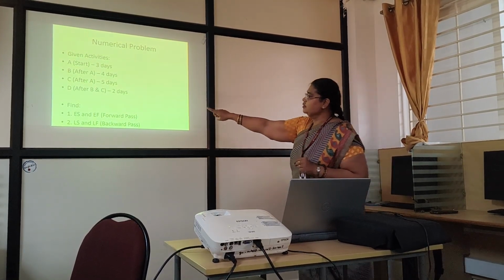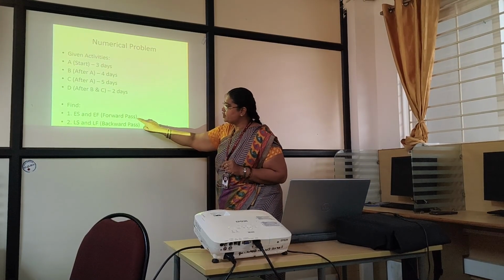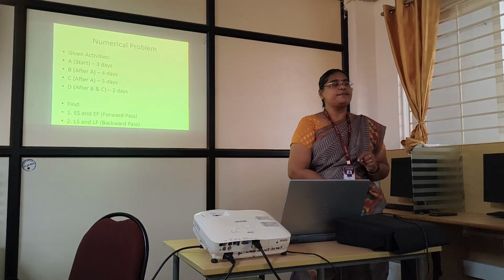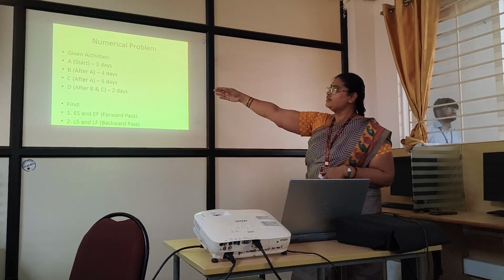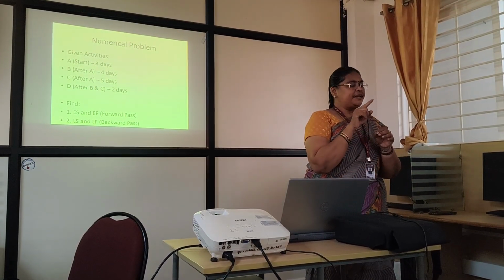We are going to be following both with this one. I will tell you how we have to do it. ES, that is for the forward pass we will be doing, and LS, that is the latest start, with the latest finish for the backward pass we are going to be doing. So given activities, how many activities here we have? A is one activity, B, C, D.